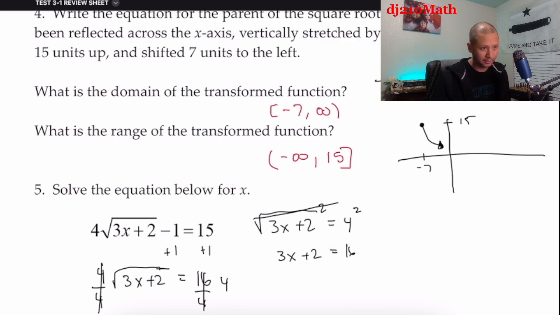And this is just basic one variable algebra problem, right? Minus 2 minus 2, 3x is equal to 14. And divide both sides by 3. Left side cancels, and we have x is equal to 14 thirds.